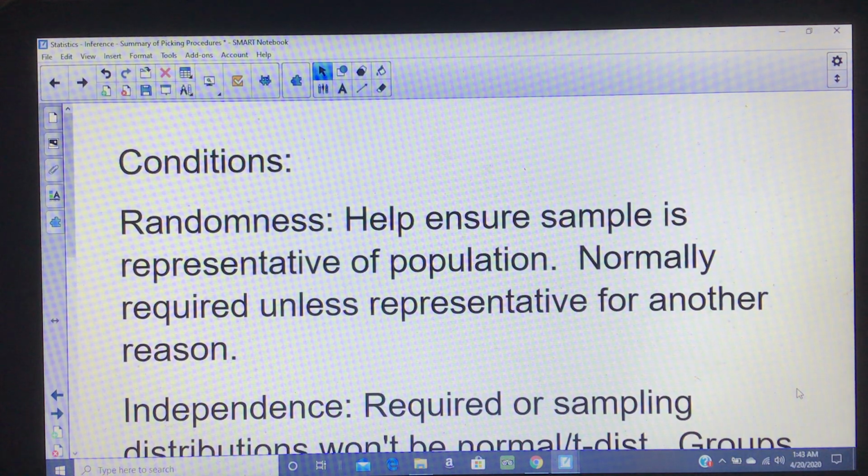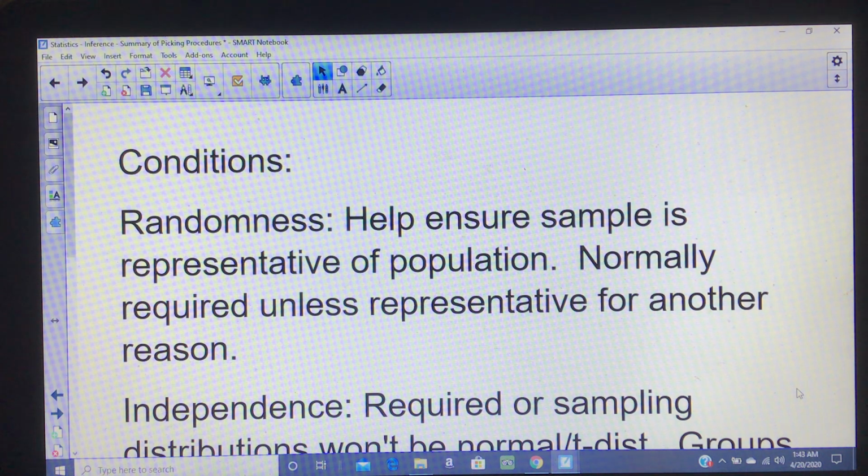So now that we've talked about how you pick those different tests, basically you're going to ask yourself, is it one or two samples? Am I dealing with categorical or quantitative data? And am I using an interval or a test? If you can answer those questions, you'll normally know what to do.